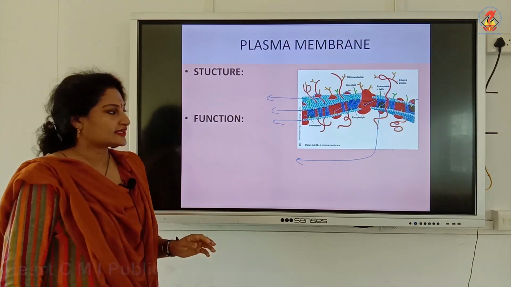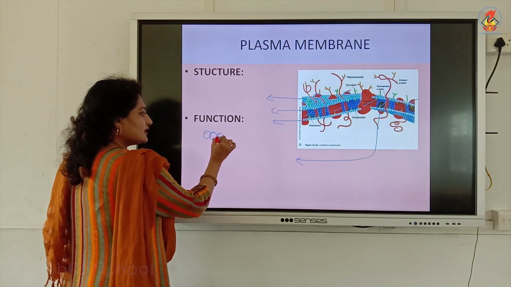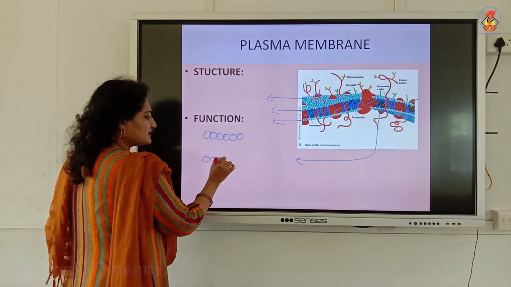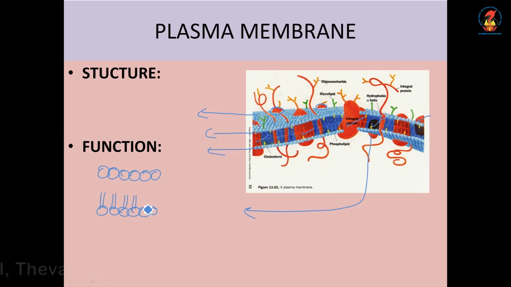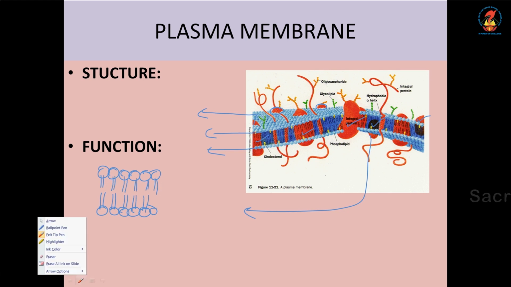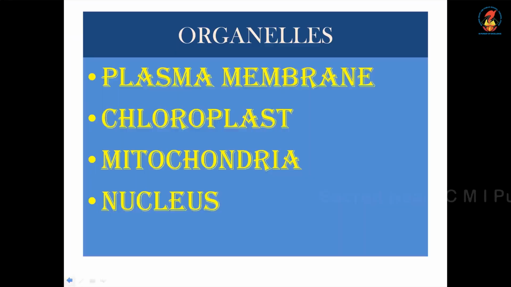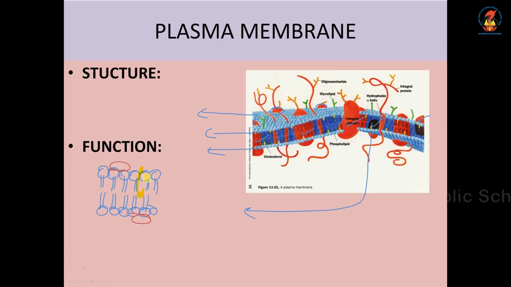So I'm reiterating, it consists of a lipid bilayer with the polar heads facing outwards and a non-polar tail facing inwards. See, non-polar tail facing inwards. There are two types of proteins, integral proteins and peripheral proteins. Peripheral proteins and integral proteins, either they are partially buried or they are completely buried. See, I have highlighted the integral proteins in yellow. Either they are partially buried in the lipid bilayer or they are completely buried in the lipid bilayer.